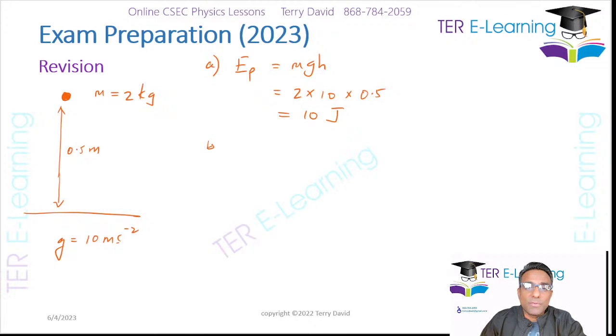Now, here's what I want from you all. I want you all to calculate for me the velocity of the object just before it hits the ground. What is the velocity of the object just before it hits the ground?